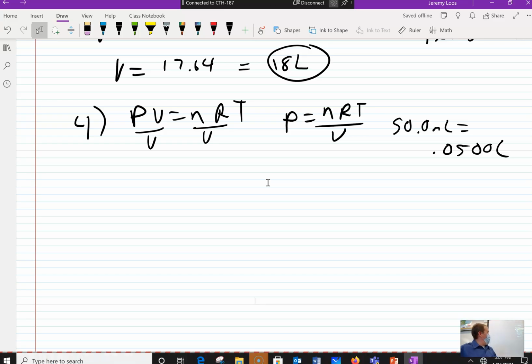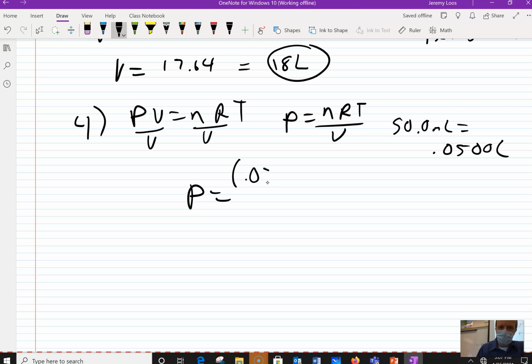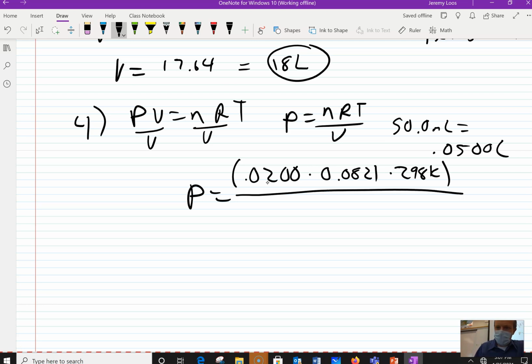So yeah, no, we do not need to convert the moles. So pressure equals the moles, 0.0200, times R, which is 0.0821, times my temperature, which I do need to convert to Kelvin, which is 298 Kelvin. And then the volume is 0.0500.